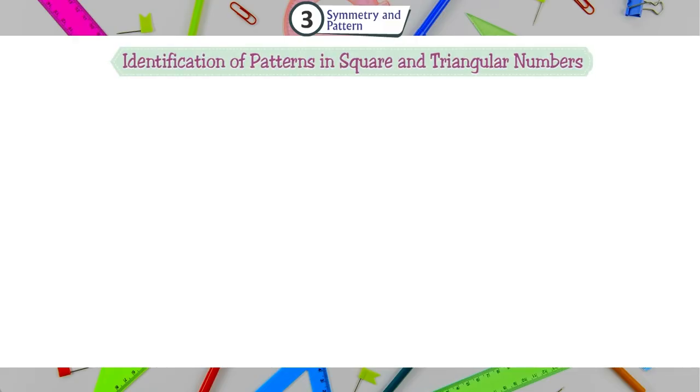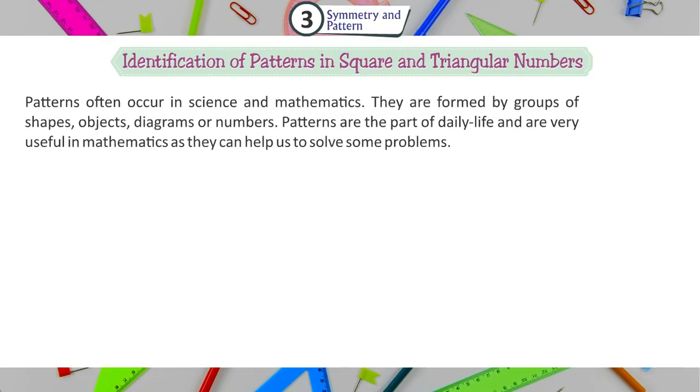Original position. Identification of patterns in square and triangular numbers. Patterns often occur in science and mathematics. They are found by groups of shapes, objects, diagrams, or numbers. Patterns are the part of daily life and are very useful in mathematics as they can help us to solve some problems.